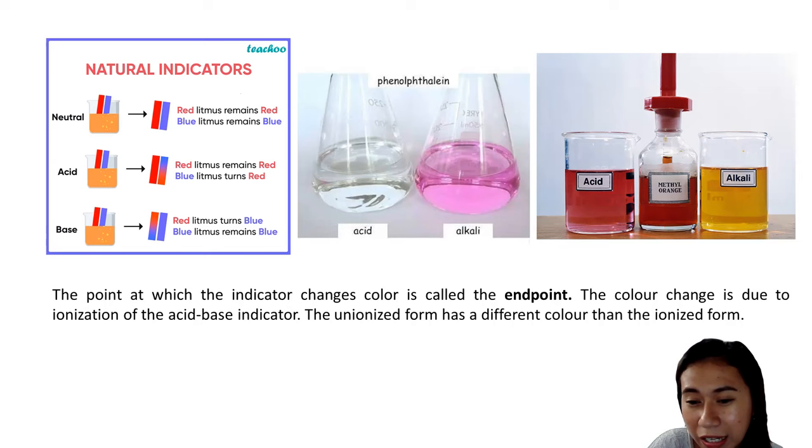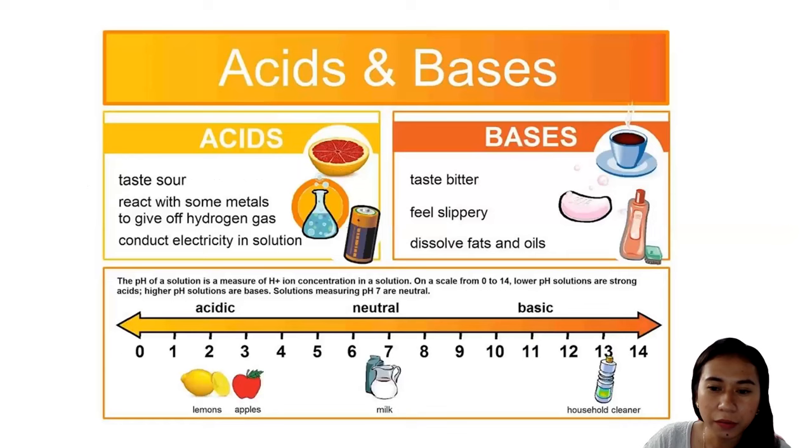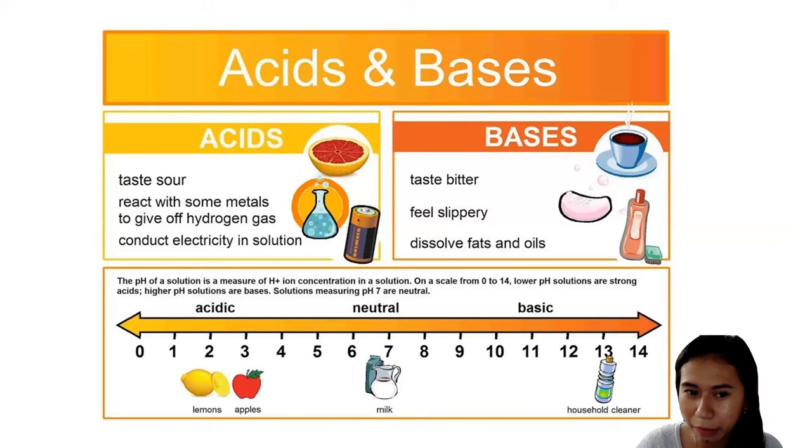The color change is due to the ionization of the acid base indicator. The unionized form has a different color than the ionized form. Okay? So here, this is just a recall of acids and bases. Acids taste sour. It reacts with metal and gives off hydrogen gas. Oh, ito. Remember this. Memorize this one.